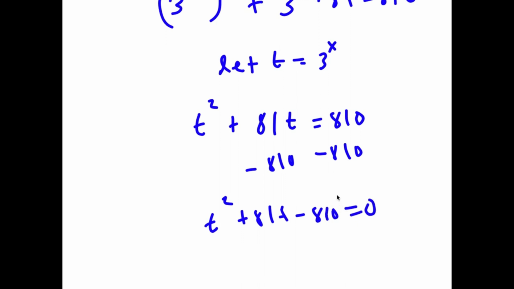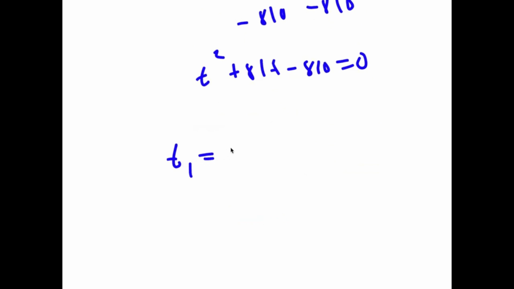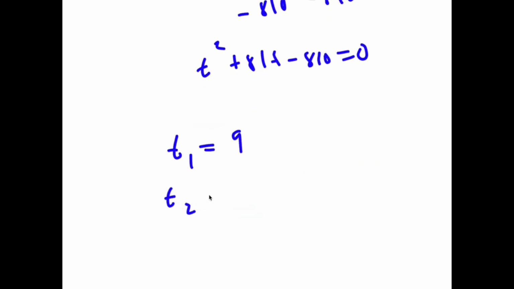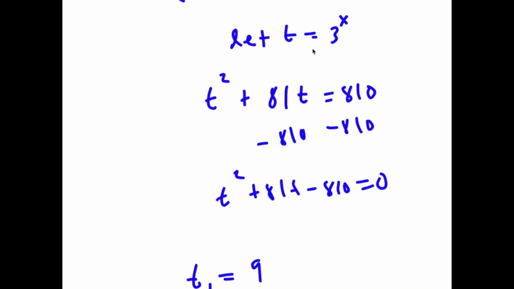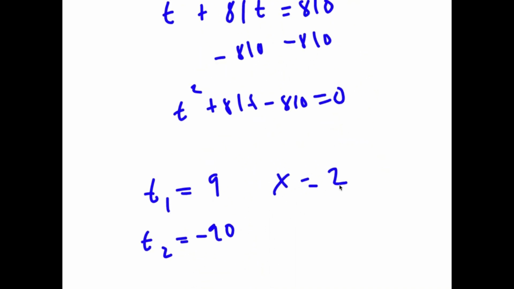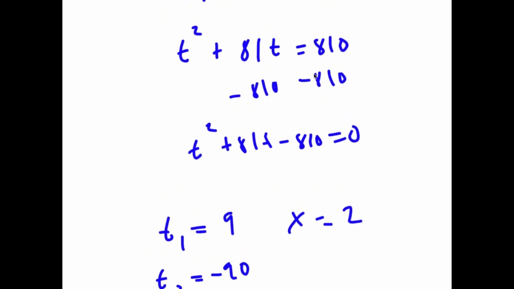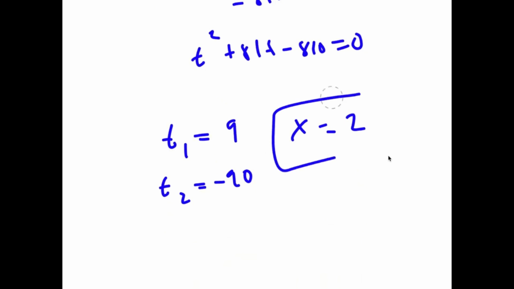So now to solve this, we have to use the quadratic formula, and I'm not going to waste your time by actually doing that. But if you do use it, you should get that t is equal to 9, t is equal to negative 90. And now remember how we set t equals to 3 to the power of x. So meaning if t equals 9, then x is equal to 2. And if t equals negative 90, well, you can't take the power of a positive number and make it negative. So x equals 2 is my only solution.